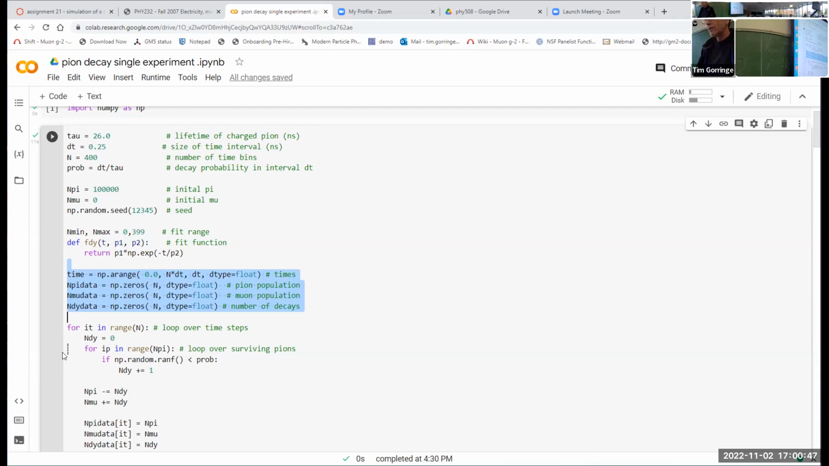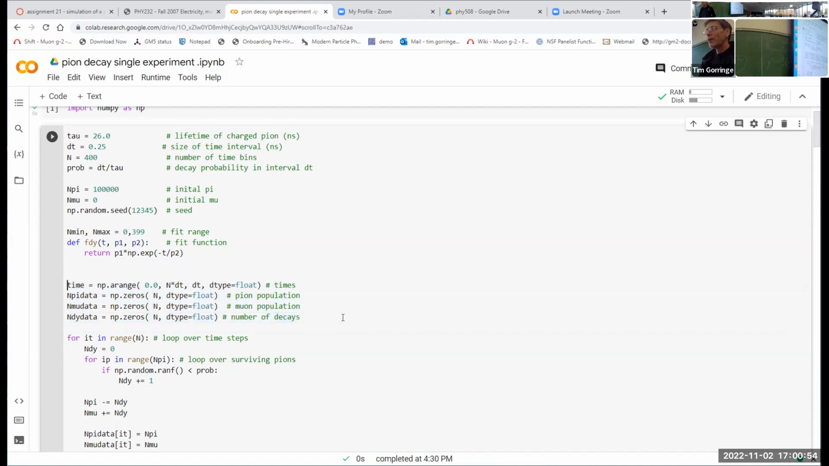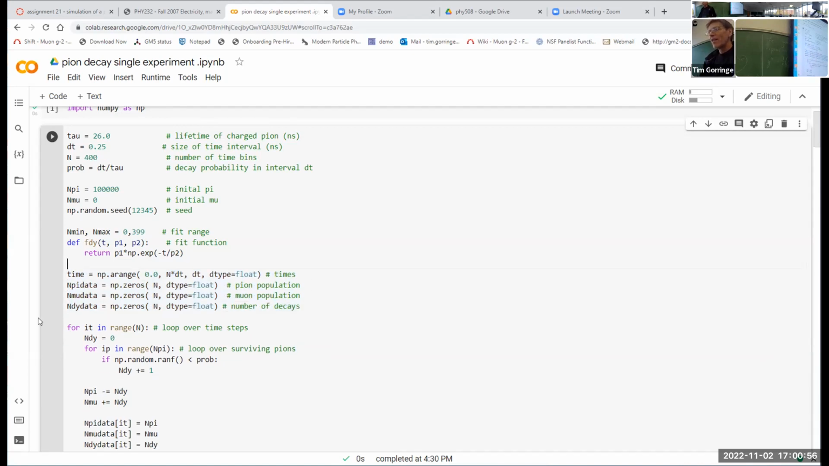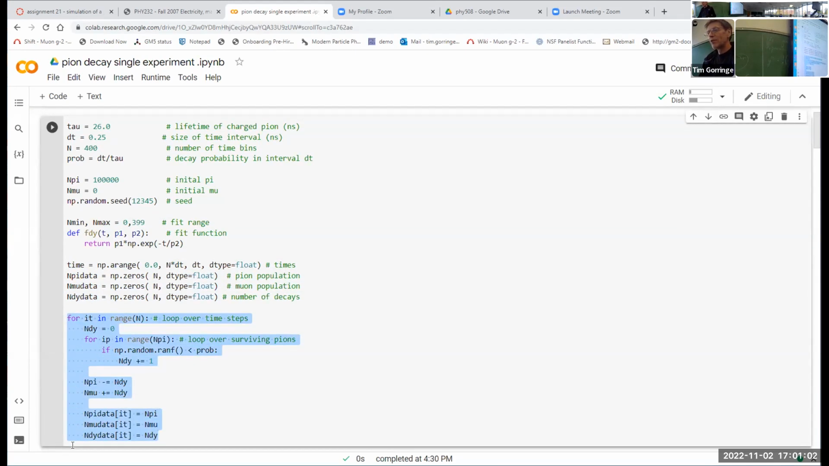Then I've got a pair of for loops that actually generate the various time distributions. So that's here. One loop is just going to walk me through the time intervals from the initial time 0 up to 100 nanoseconds in these 400 steps.